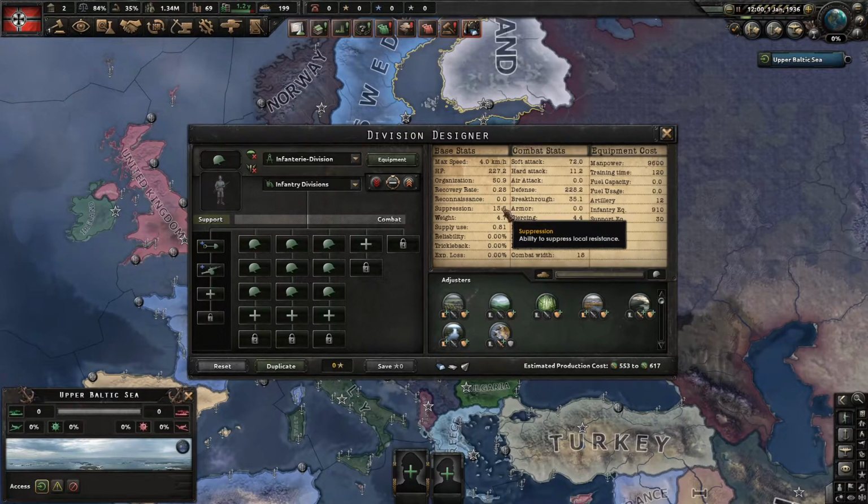Suppression. Suppression is the ability to suppress the local resistance. After you've captured a nation, there will be resistance, and the suppression number tells you how well you can deal with those resistance units.